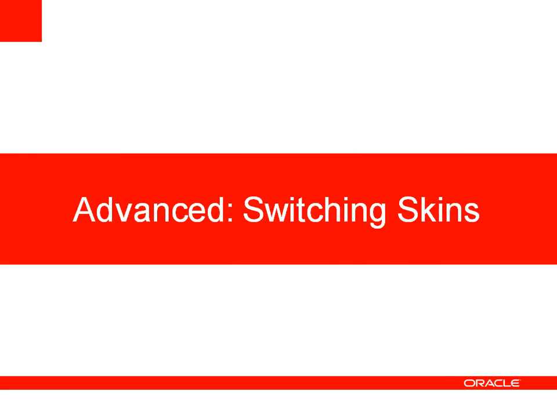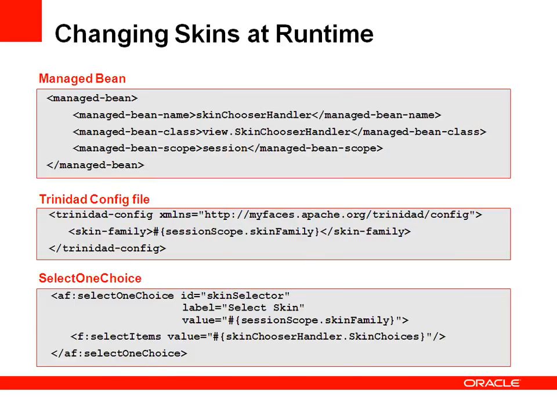Now let's talk about some advanced topics. You've seen in my example in the beginning that I could switch between skins. Now how did I do that? And how would you do that in your application? Well, first of all, I created a managed bean because somehow I need to tell my application that a user selected a new skin. And for this I created a managed bean called the skin chooser and handler, and I put that managed bean to session scope. And this is only because it needs to remember the state that I selected.